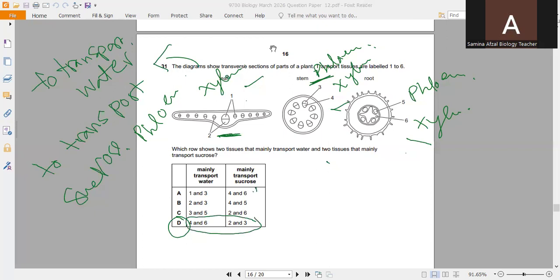Because 1 and 3, 1 is xylem and 3 is phloem, so this is not correct. And in 2 and 3, 2 is phloem, which cannot conduct the water, so this is not correct. And 3 is also the phloem, which will not conduct the water. So D is the only correct option.